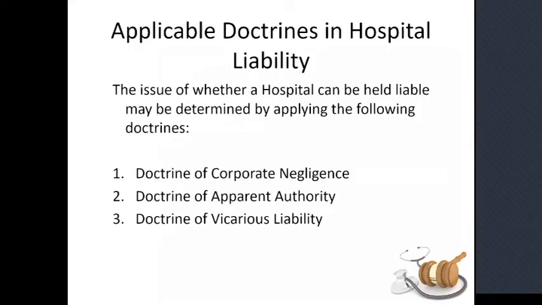So applicable doctrines in hospital liability include doctrine of corporate negligence, doctrine of apparent authority, and doctrine of vicarious liability. So kanina, we talked a little bit about the doctrine of corporate negligence, which was used as a basis for the case that we discussed earlier about the doctor who left two gauzes in the body of the patient, and the hospital was also deemed liable for damages to the patient.